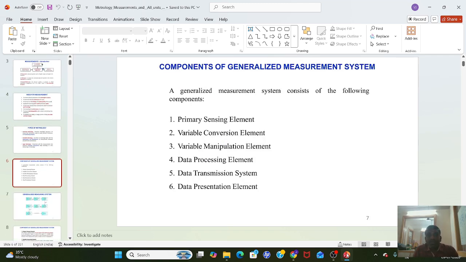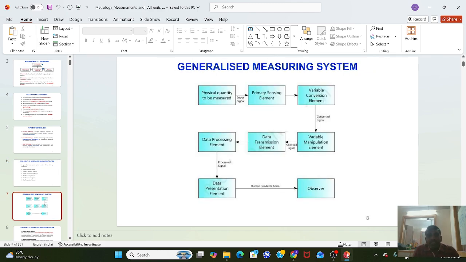Some of the components of generalized measurement systems. The first one is primary sensing element, second variable conversion element, third variable manipulation element, data processing element, data transmission system, and data presentation system. And this is the generalized measuring system. First one is physical and primary sensing element, variable conversion and data processing element, data transmission element, variable manipulation elements, and data presentation elements, and observer. These are the generalized measuring systems that we have used in metrology.